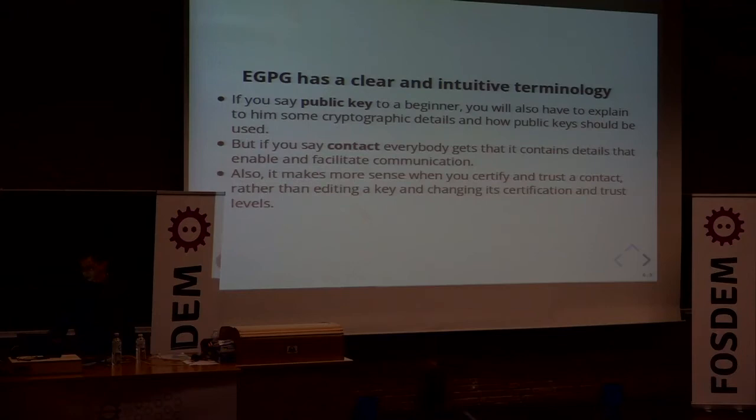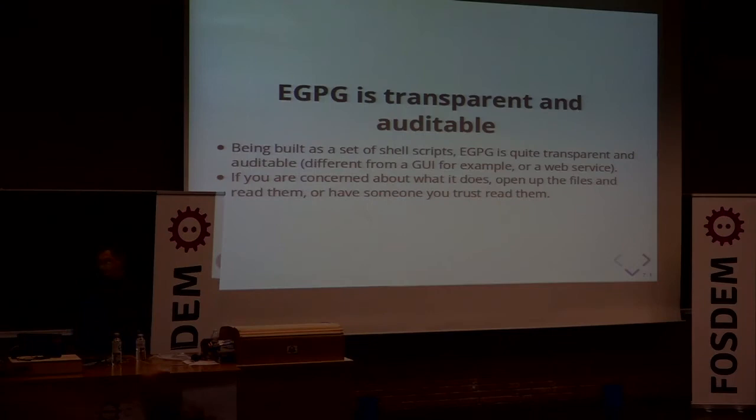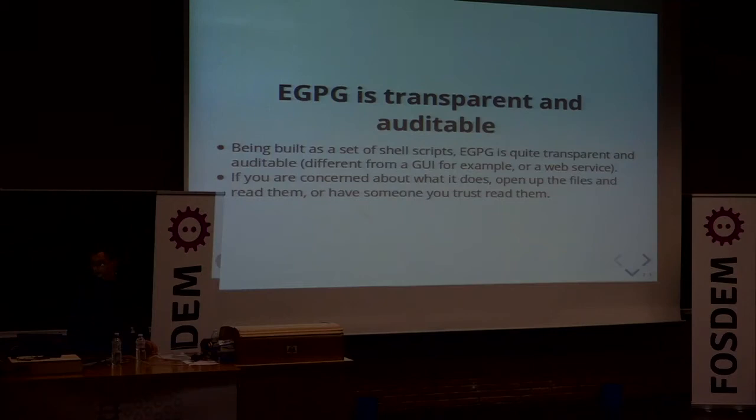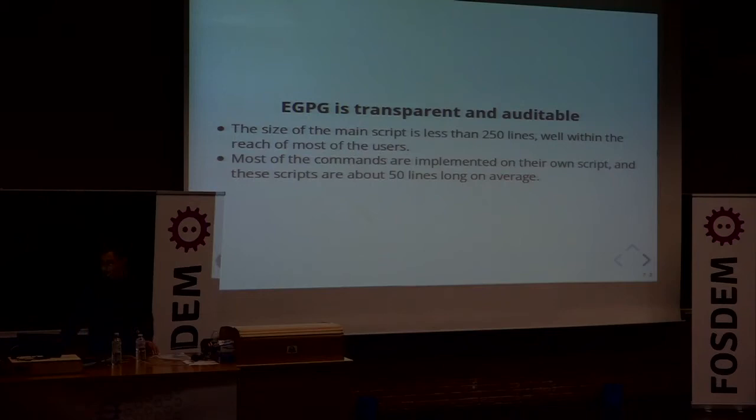EGPG is transparent and auditable. Being built as a set of shell scripts, EGPG is quite transparent and auditable, different from a GUI, for example, or a web service. If you are concerned about what it does, open up the files and read them, or have someone you trust read them. The size of the main script is less than 250 lines, well within the understanding reach of most of the users. Most of the commands are implemented in their own script, and each of these scripts is about 50 lines long on average.